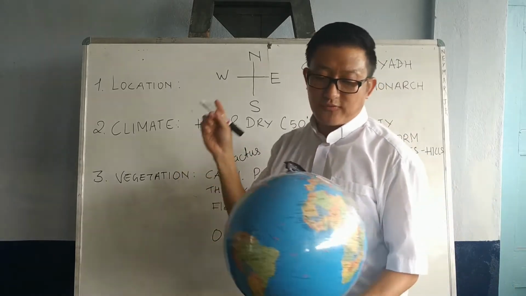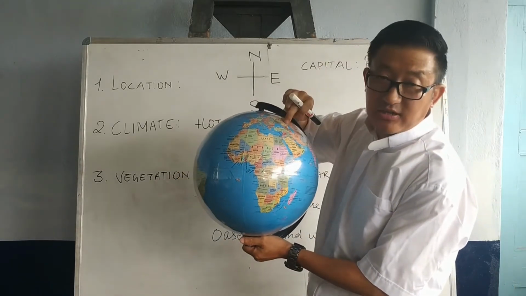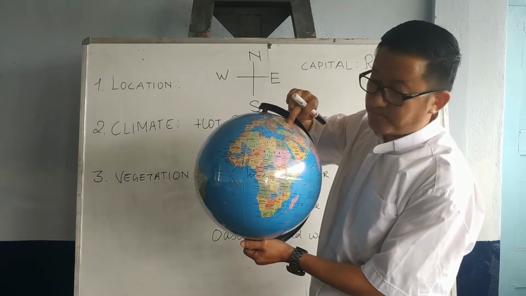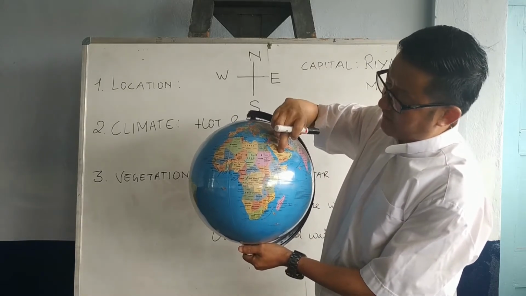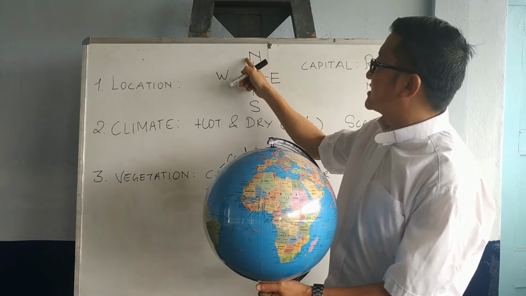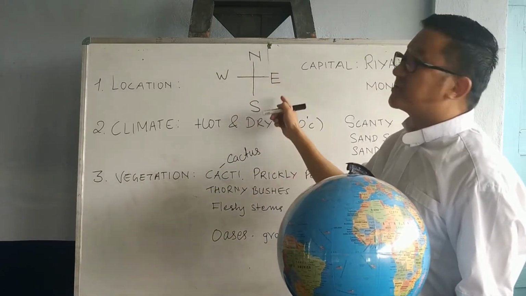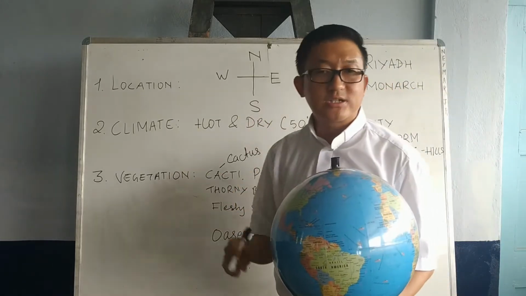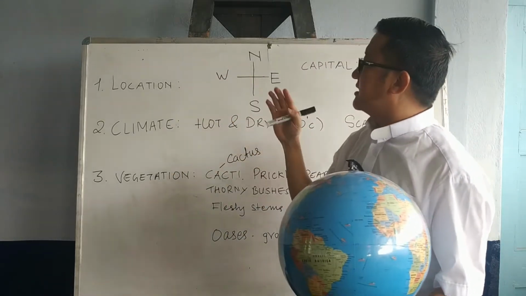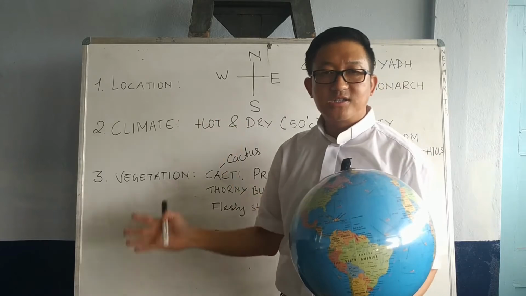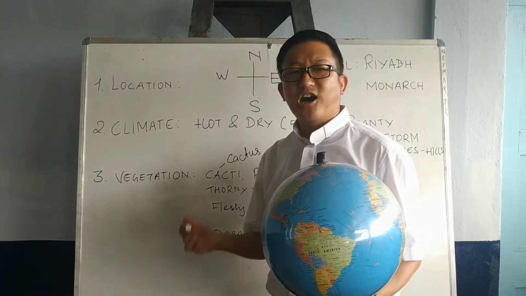I showed you from here, the model of our Earth, that is the globe. From here we could find out which countries are on the northern side, eastern side, western side and southern side. Alright, you can refer to your textbook. This is the location of the country called Saudi Arabia.